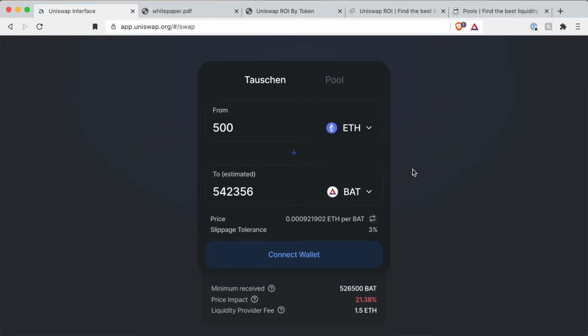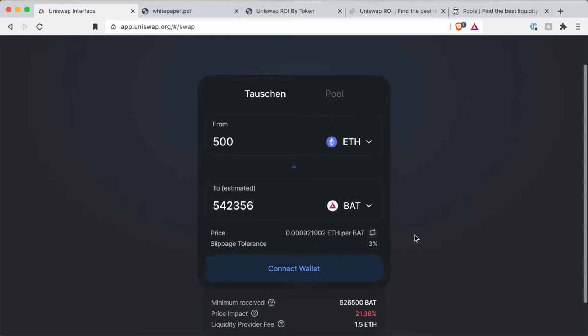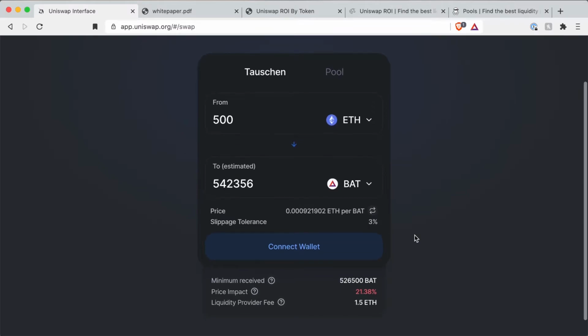So in general, you see, you always have to check how much you influence the price with your trade and if it's within your slippage tolerance. That's one disadvantage of Uniswap if the pool is rather low, but it's really good to already see in the beginning how big of an impact you will have on everything here.